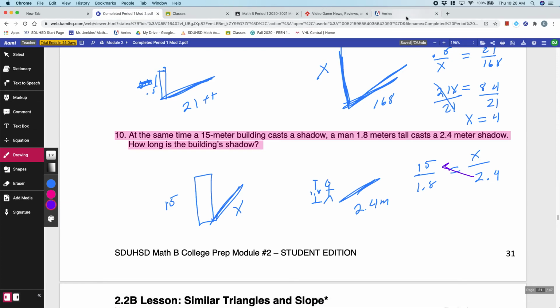I'm going to bring up a little calculator right here, just so I can solve these. I don't know what these are off the top of my head. So 15 times 2.4 would give me 36. So 36 equals 1.8x. When I divide both of these by 1.8, I'm going to get x is equal to 20. So the length of the shadow of the building would be 20.